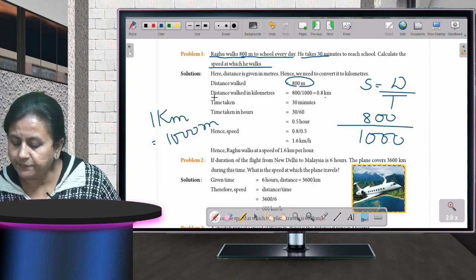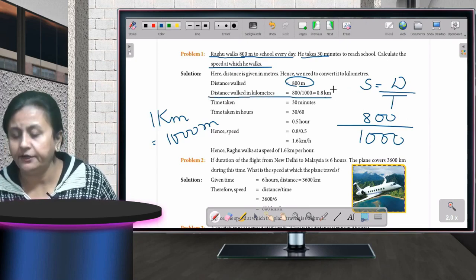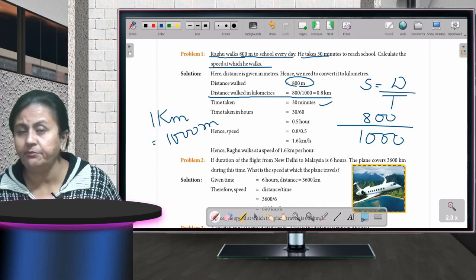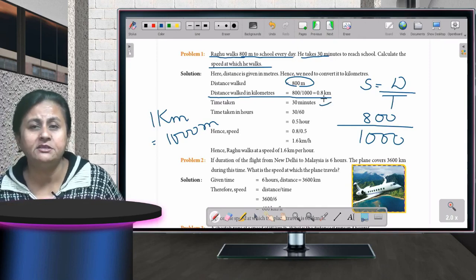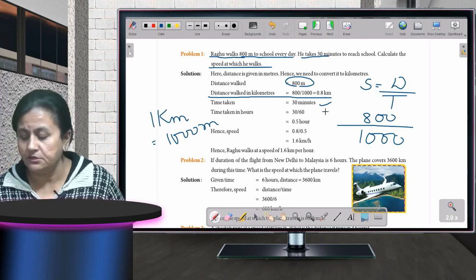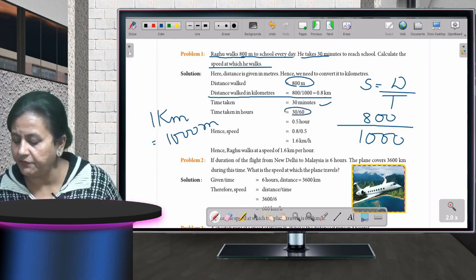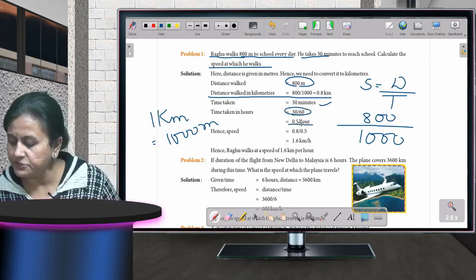The distance traveled in kilometers comes up to 0.8 kilometer. Now, time taken is 30 minutes. But time should be measured in hours, so it should be divided by 60, because 1 hour is equal to 60 minutes. That is why I have divided here. So this comes up to be 0.5.